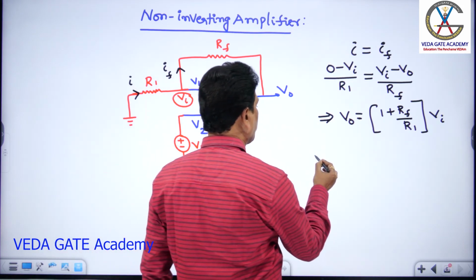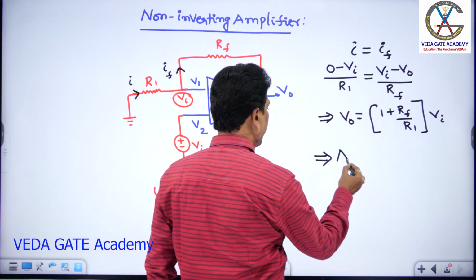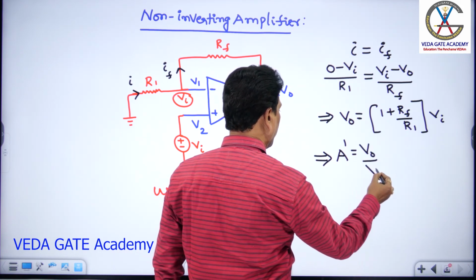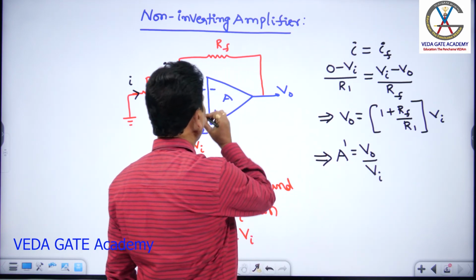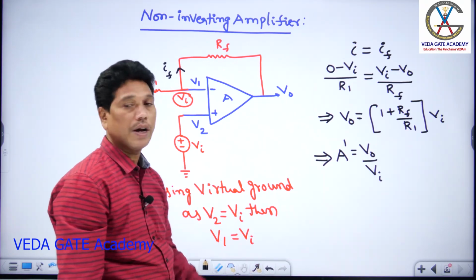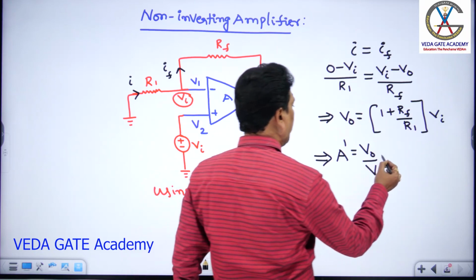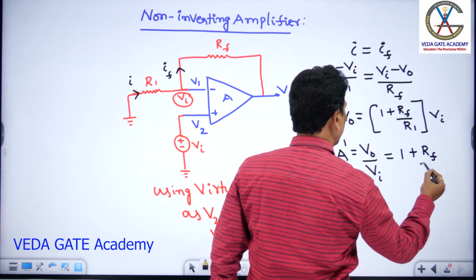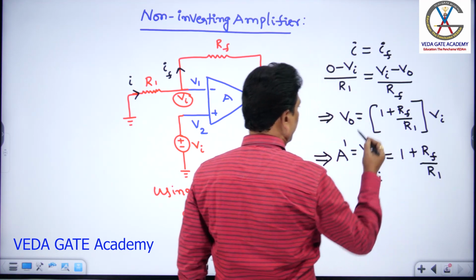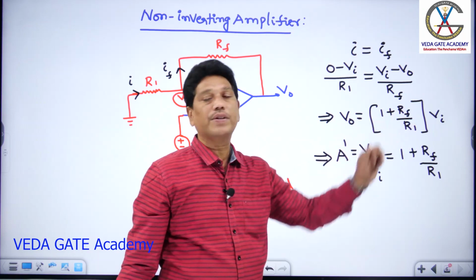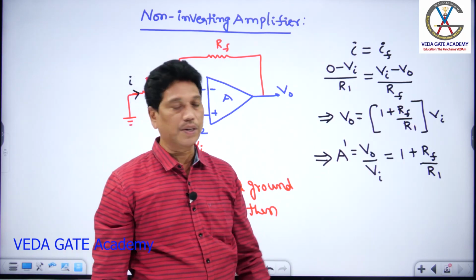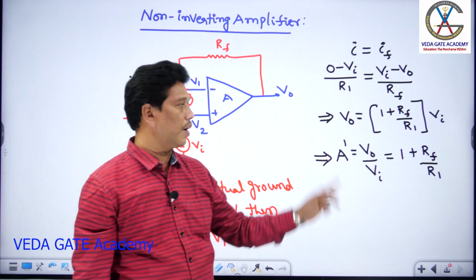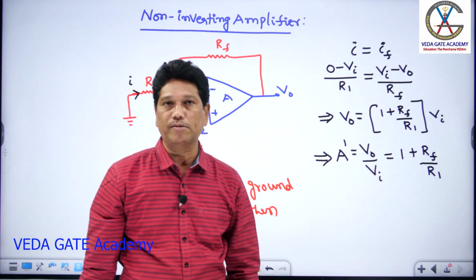The closed loop gain is expressed as A dash, that is the output to the original input, V0 by Vi. Open loop gain means V0 by VID, closed loop gain means V0 by Vi, the applied input. That equals 1 plus RF by R1. Here output and input are in phase. In the previous case, output and input were in opposite phase, but here they are in phase. And compared to the inverting circuit, where the lowest gain is 0, here the lowest gain is 1.